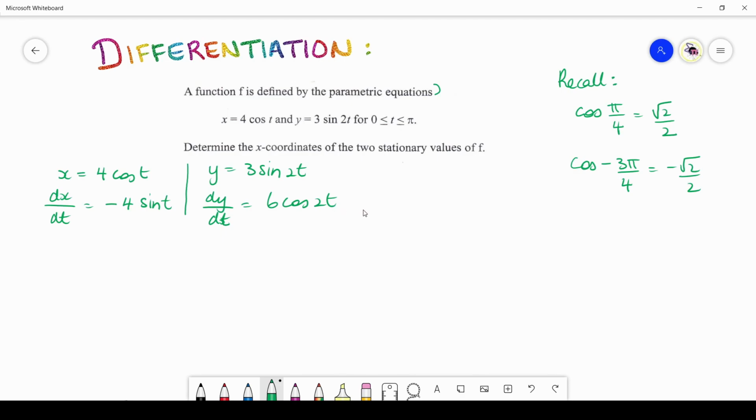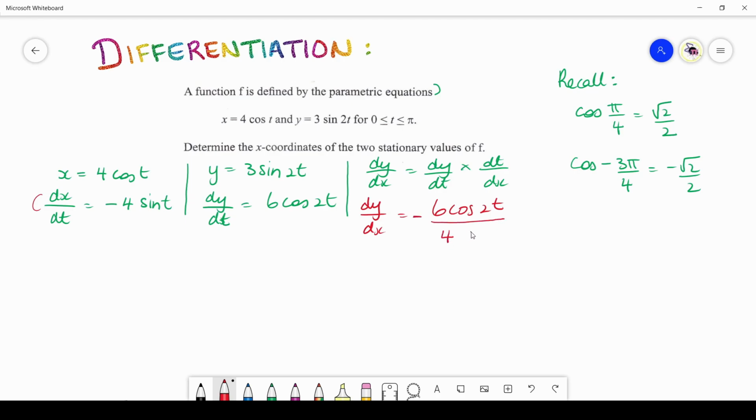So finally, what's our chain rule? Well, our chain rule goes like this. dy dx is simply going to be equal to dy dt multiplied by dt dx. Putting everything together, we will get dy dx is equal to, let's see, dy dt was 6 cos of 2t multiplied by dt dx. So we have to flip this because this is dx dt. So flipping that, we will get minus 4 sine t. And we're done. That's it.